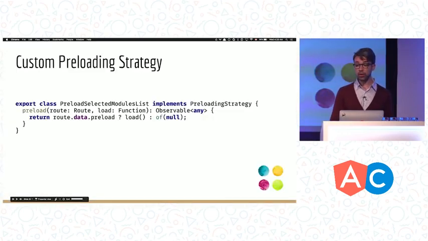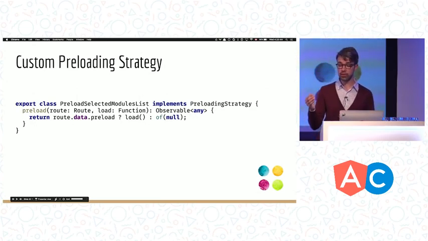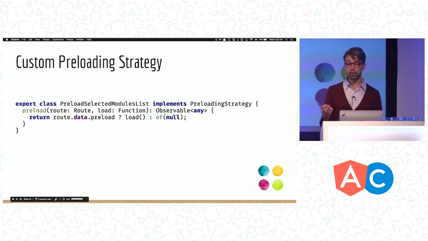So what we need to do is build a custom strategy. This strategy has to implement the PreloadingStrategy interface. The only method required here is preload, which takes two parameters, a route and the function that actually does the preloading, and returns an observable. In this strategy, we're going to check that the preload property is set to true. If it's the case, we're going to call the function. Otherwise, we're going to return a wrapped null, an observable that contains null.